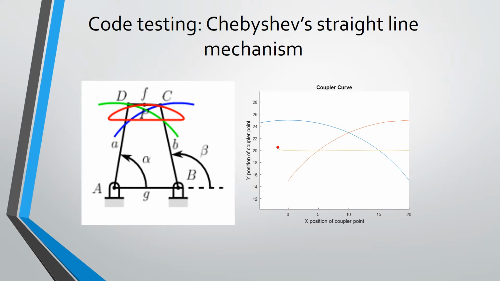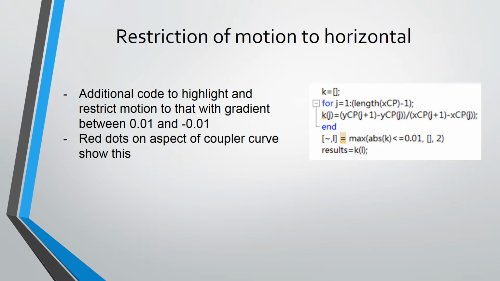However, there are still some limitations to this code. It cannot automatically switch between assembly modes and is devoid of animation, which can be helpful to demonstrate how mechanisms function. Additional code was added to restrict the motion to that part with horizontal movement, that is, with the absolute value of the gradient of the coupler curve less than 0.01.